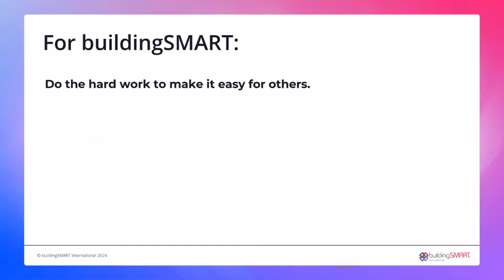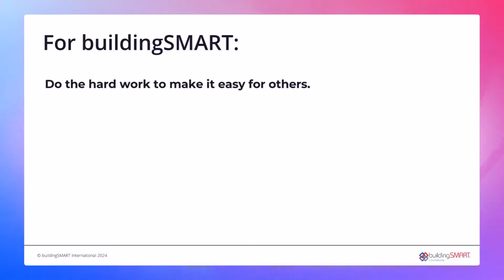So the challenge for building smart is to do the hard work to make it easy for others. I kind of have a feeling that this is the complete opposite of what has been done for the last 10 years, where you just put something new into the schema and create some kind of weird MVD, because then some vendors don't have to look at it and others do. So building smart chooses the easy way out, doesn't make the hard decisions, and then vendors are basically screwed because there's no one single standard and it's not reliable.